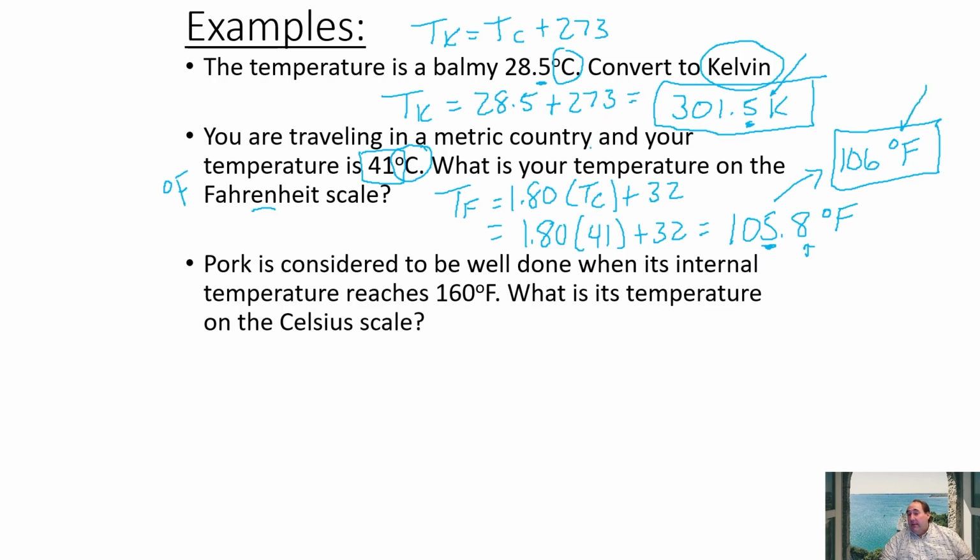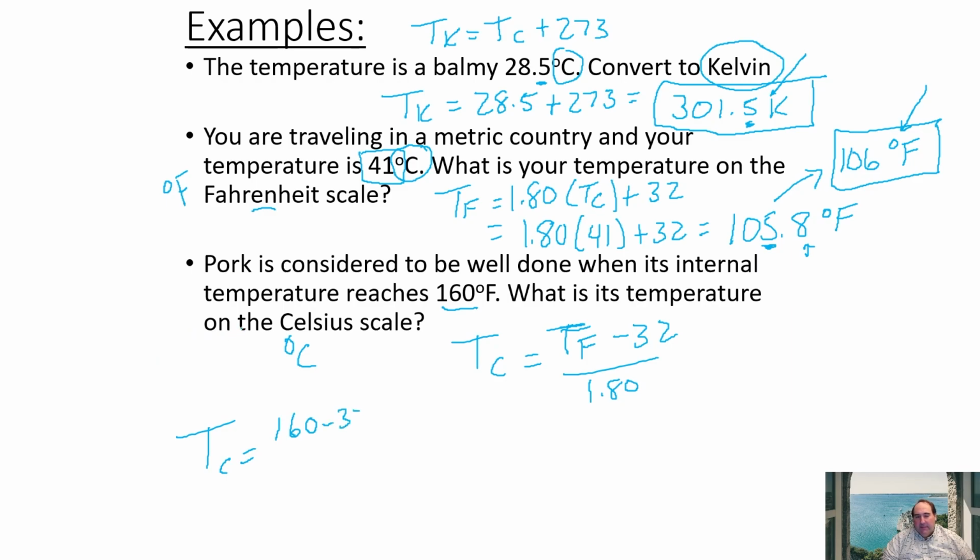Here we do need the degree symbol for our Fahrenheit value. Lastly, here we got pork at 160 degrees Fahrenheit, and we want to convert it to Celsius. So our temperature in Celsius is going to be our friend Fahrenheit minus 32. We're going to divide it by 1.8, and that will get us 160 minus 32 divided by 1.8.